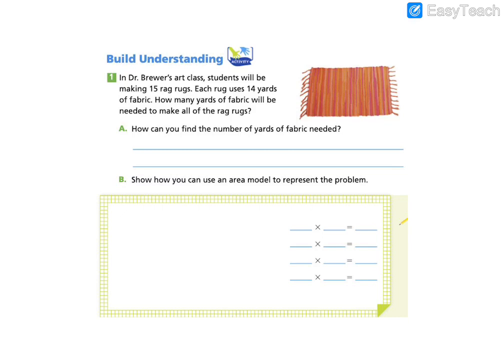In Dr. Brewer's art class, students will be making 15 rag rugs. Each rug uses 14 yards of fabric. How many yards of fabric will be needed to make all the rag rugs? Letter A asks us, how can you find the number of yards of fabric needed? Well, we know that there's 15 rugs, and each of those 15 rugs needs 14 yards. So what do we need to do? We can multiply 15 rugs times 14 yards for each rug.